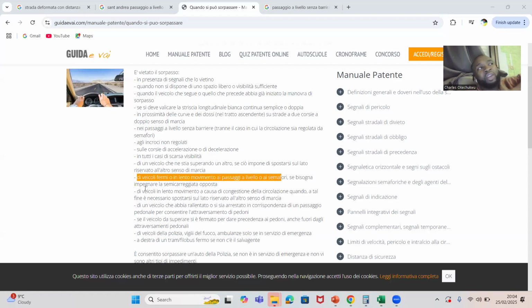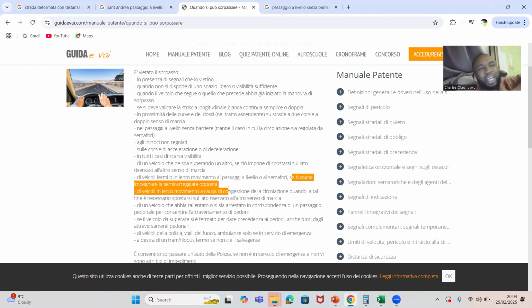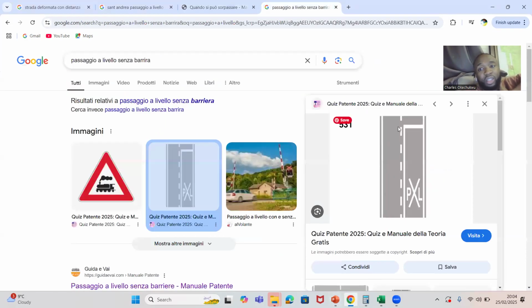Not only for the passaggio a livello do you watch out for that, but also in front of a semaforo. Watch, bisogna impegnare la semicarreggiata opposta. Now watch, if you come out of that box, know that the name for semicarreggiata is corsia. Don't forget that. If you leave your own corsia and enter the other corsia, is it clear now? Now, let's continue.